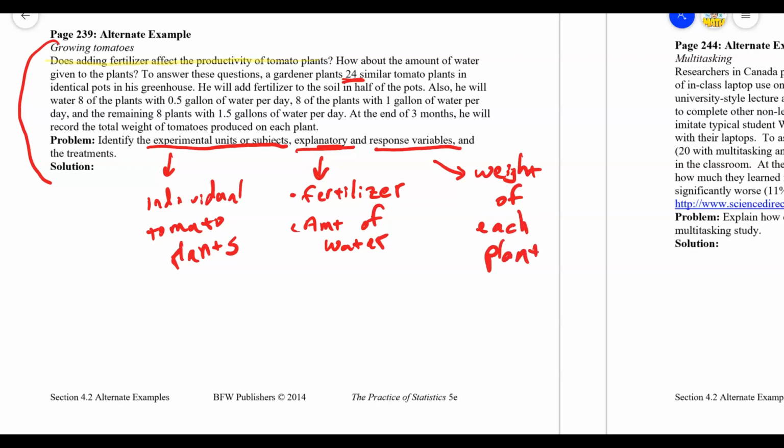All right, it says after 3 months, so it's the same amount of time that all these plants are receiving treatment. Again, another control there that will look at that response variable.